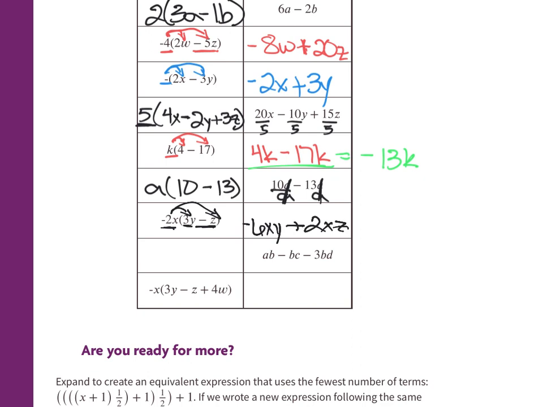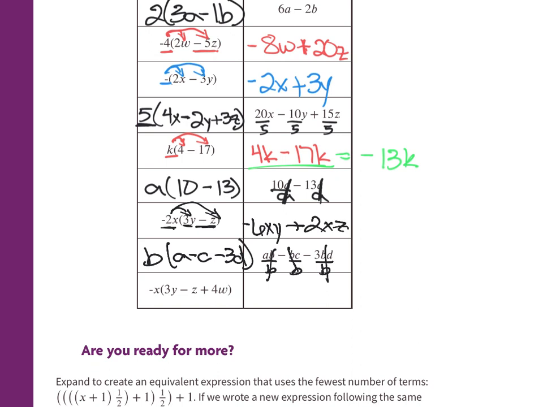All right, so looking at the next one, I have AB, BC, and 3BD. Well, only one of them has a number, so the number is not going to go on the outside. But if you notice, they all have a B in there. So we are going to divide everything by B. So B goes on the outside. All right. AB divided by B is just A. BC divided by B is just C, so A minus C. And then the B's cancel out, so we have a minus 3D on the outside.